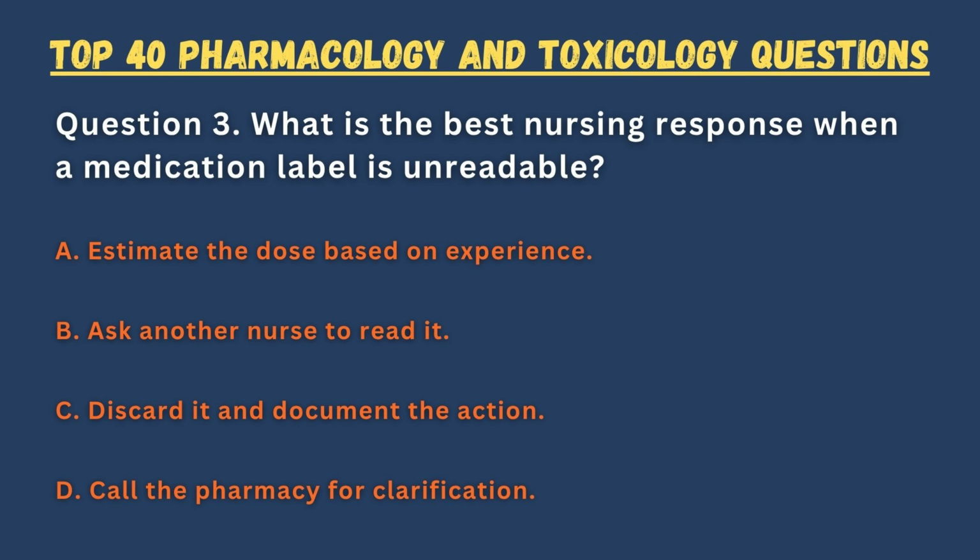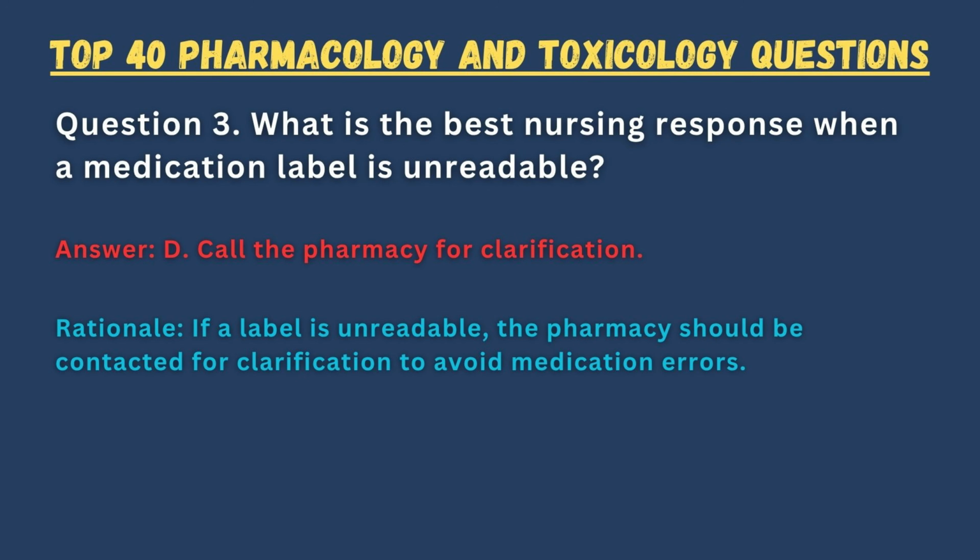A. Estimate the dose based on experience. B. Ask another nurse to read it. C. Discard it and document the action. D. Call the pharmacy for clarification. Answer. D. Call the pharmacy for clarification. Rationale. If a label is unreadable, the pharmacy should be contacted for clarification to avoid medication errors.